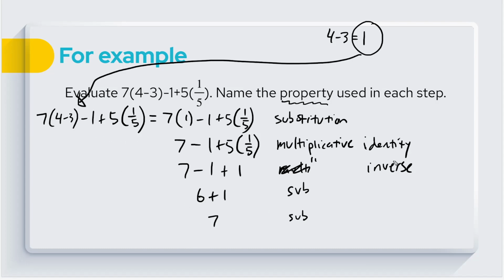Now, you could have done all this work, obviously, without writing every single step. And you could have done it definitely without naming the properties. So why do we do that? Well, we have to eventually do this thing called proofs. And proofs require us to be able to explain the steps that we went through to prove that something is true. And so we're just getting practice in that skill.